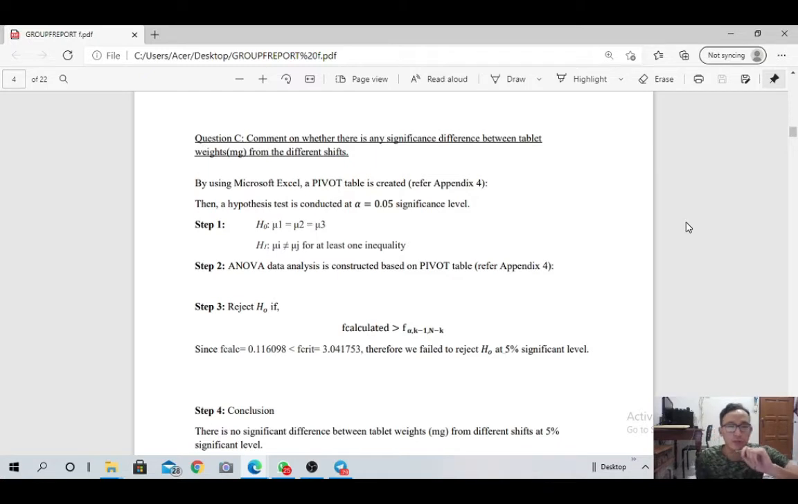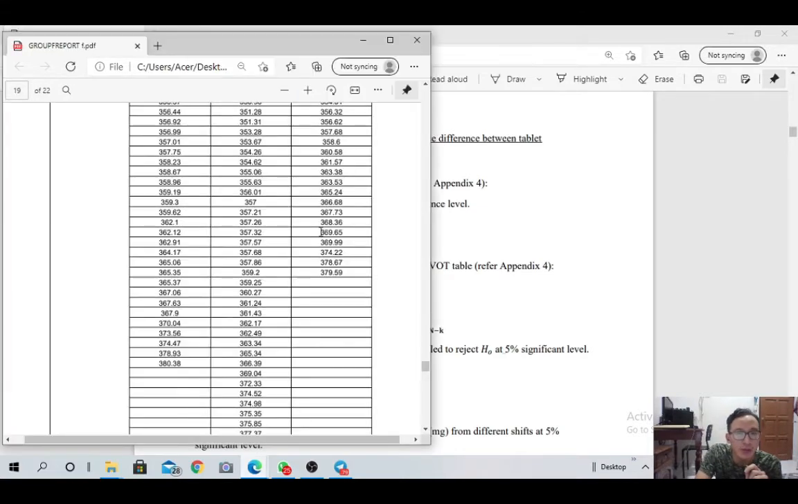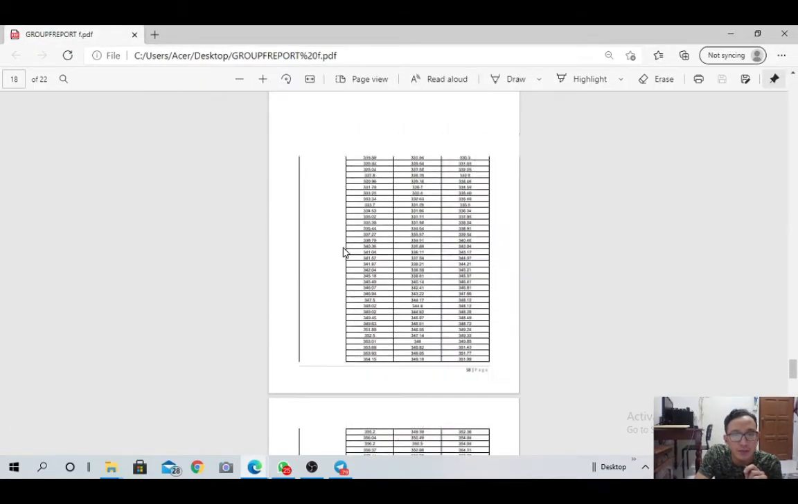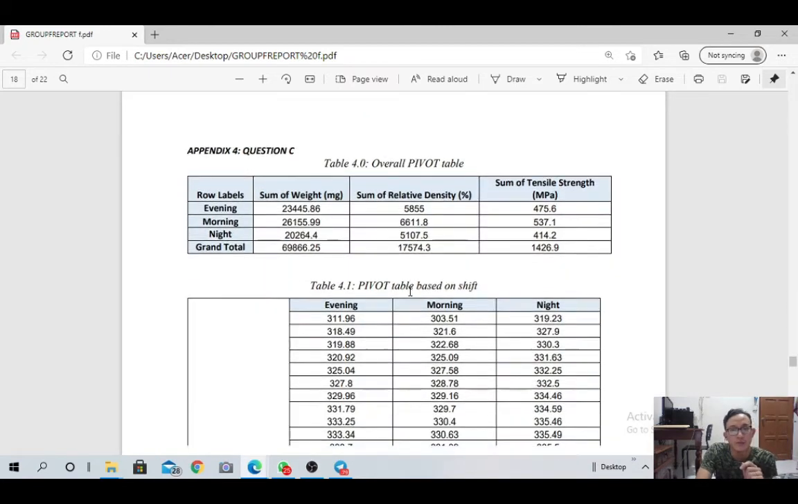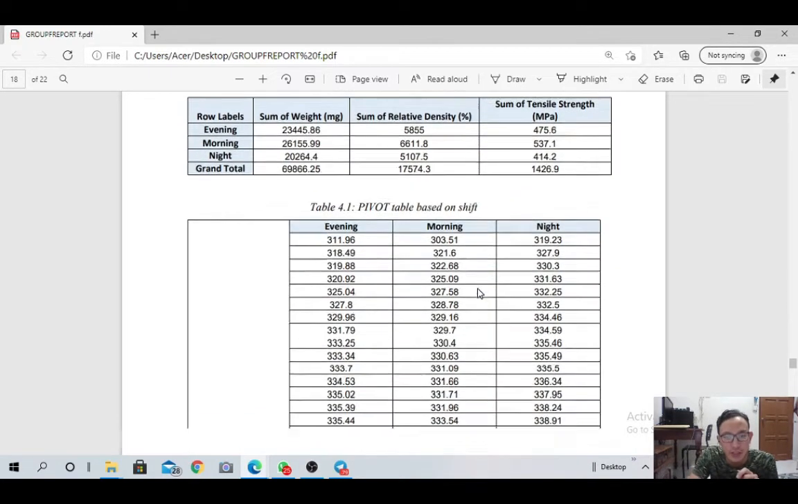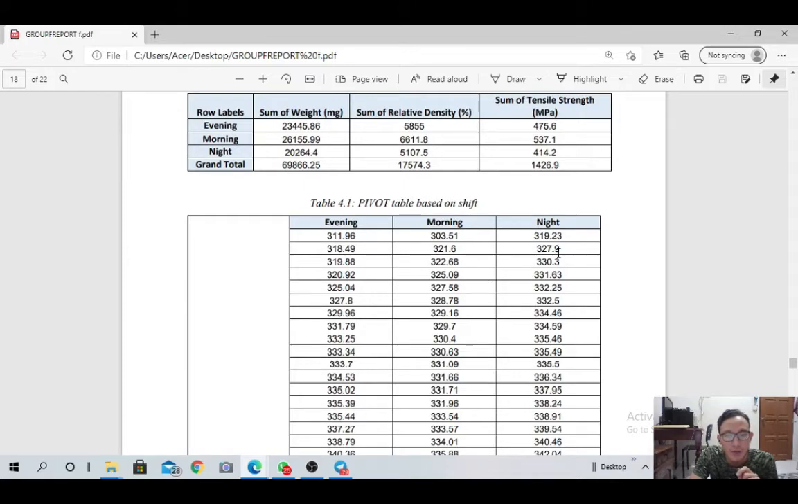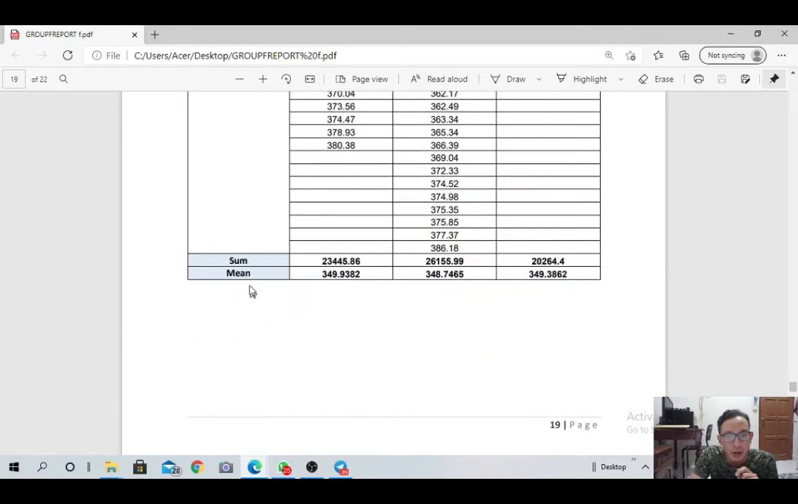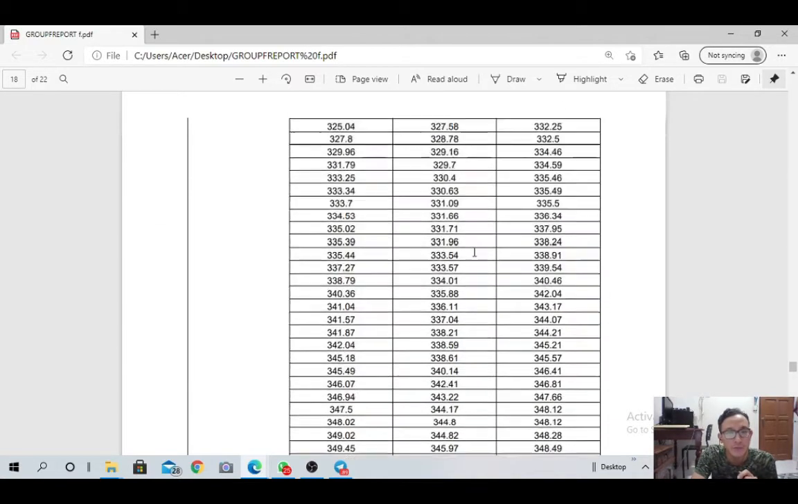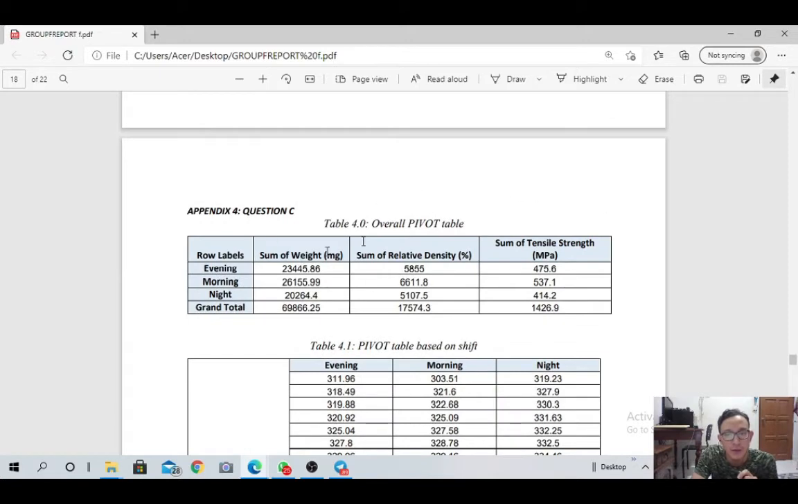Assalamualaikum. So for question C, comment on whether there is any significant difference between tablet weights from the different shifts. By using Microsoft Excel, a pivot table is created as appendix 4. From appendix 4, we can see the overall pivot table based on shift, which we divided into evening, morning and night, and then we find the sum and mean for each.